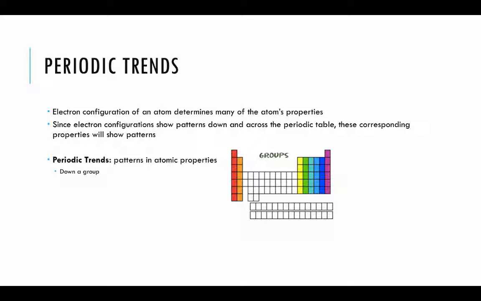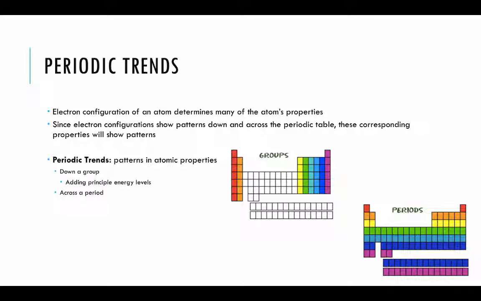We look at periodic trends as we go down a group on the periodic table. Recall, as we go down a group, a principal energy level is added with each successive element. This will affect a number of its properties. As we go across a period, we add electrons to the same principal energy level, again having effects on properties.